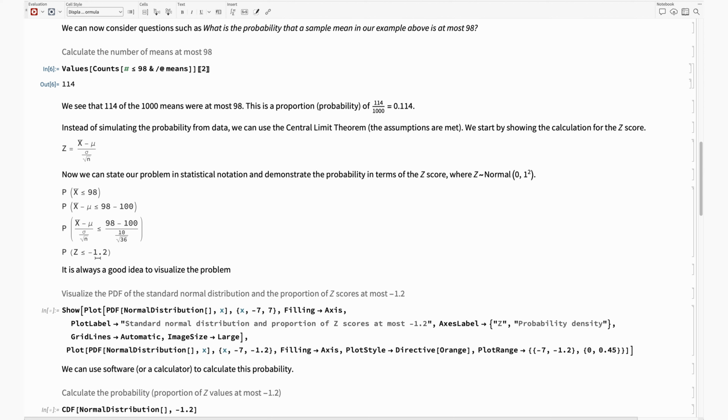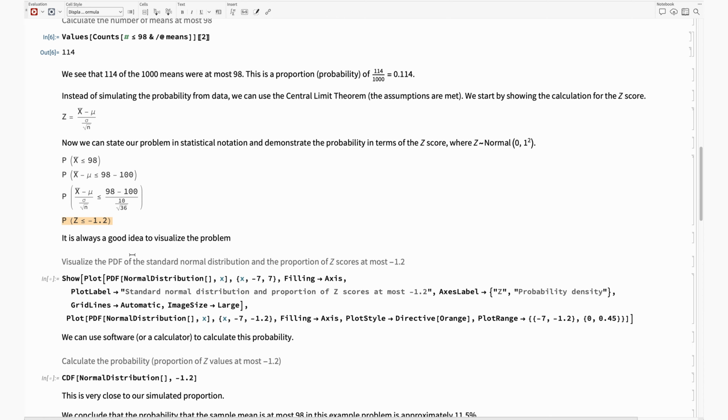So the idea here is that this is exactly the same as this: the probability that z is less than or equal to negative 1.2. So the probability that a z value is less than 1.2 standard errors away from 0. Now always visualize this problem. Here's our pseudocode: visualize the PDF, the probability density function of the standard normal distribution, and the proportion of z-scores at most negative 1.2.